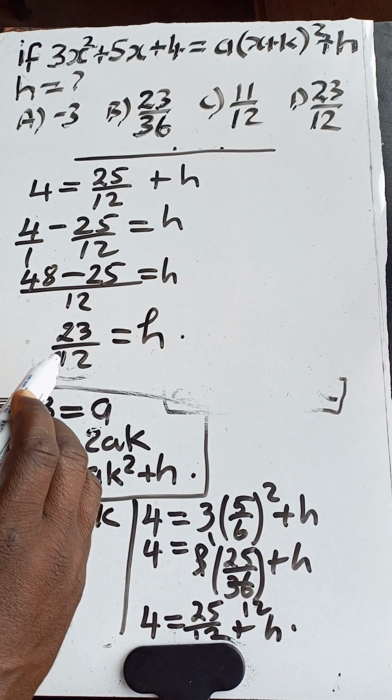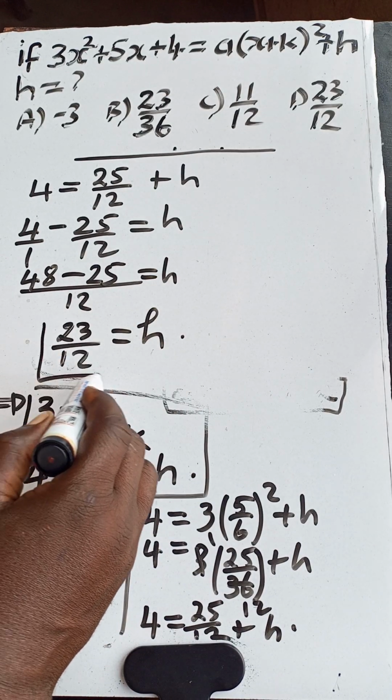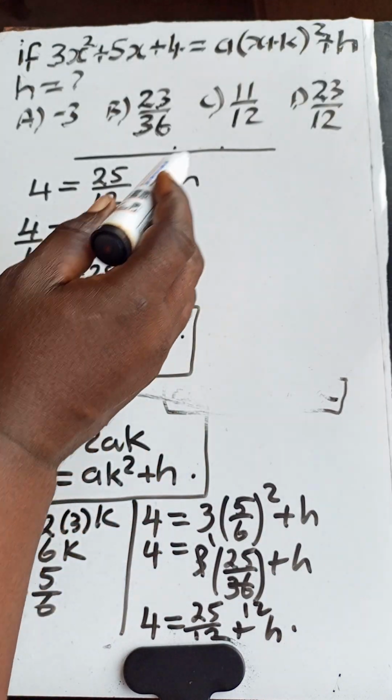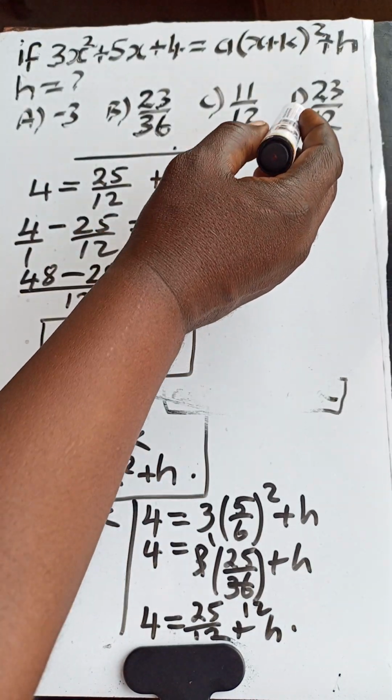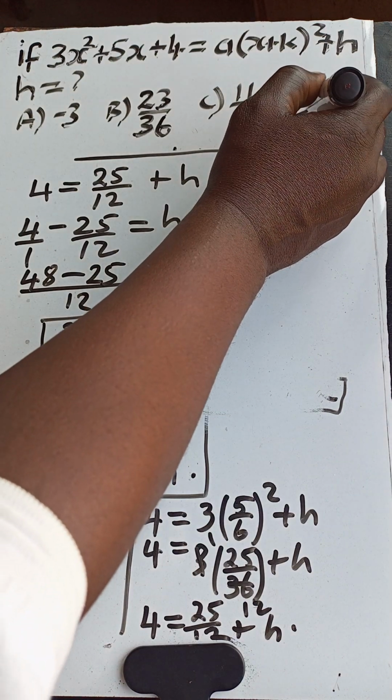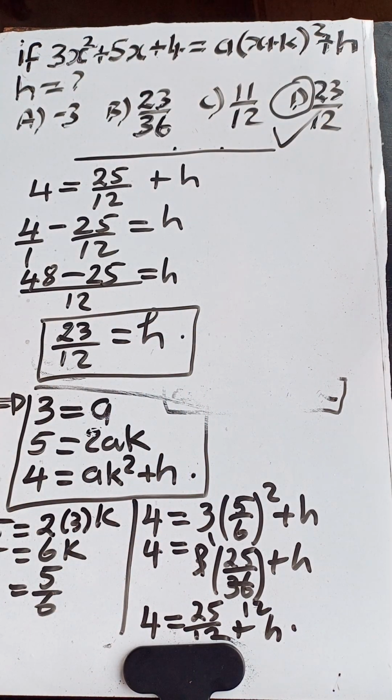The value of h is 23 over 12. And which of the options there is correct? The option D, 23 over 12. So our answer is option D.